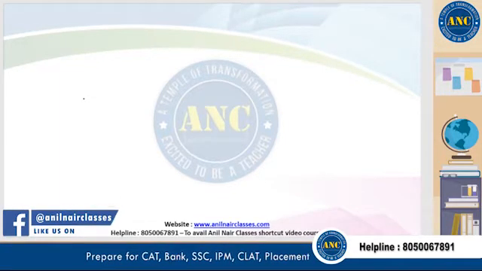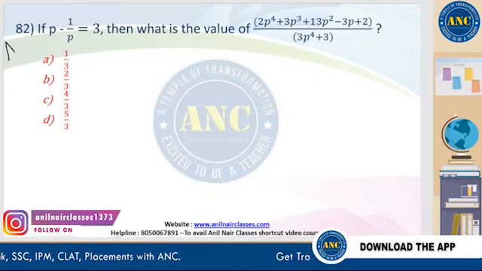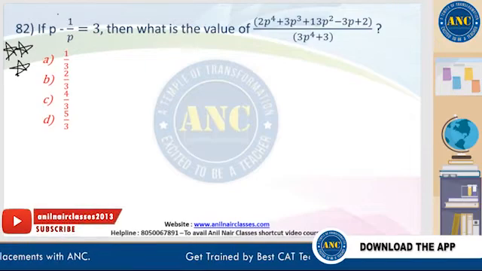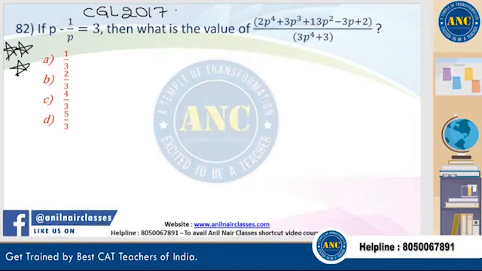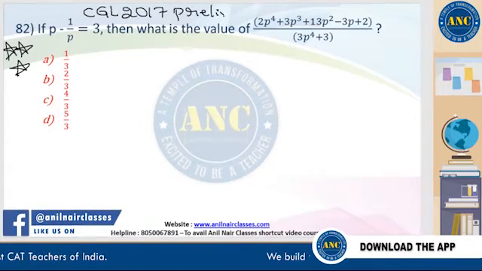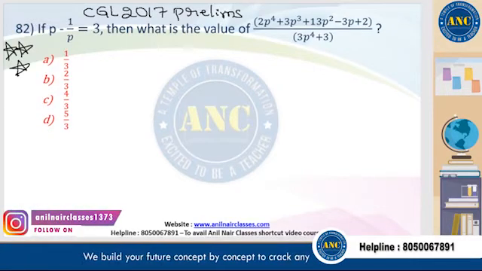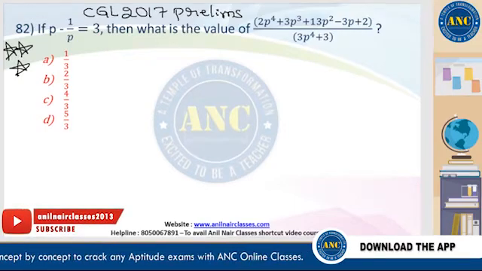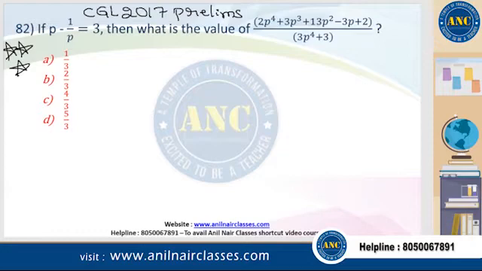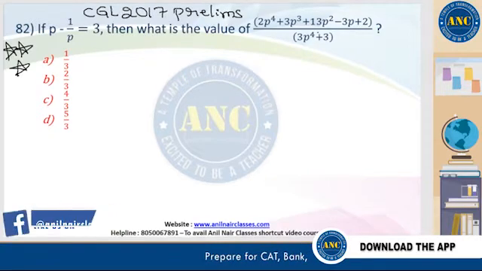Question number 82. Very beautiful question. Extremely important variety of question. This is your examination question, CGL 2017 prelims question. The same question I have taken with a change in variable. That's all. P minus 1 by P is equal to 3. That is the given question. Find the value of 2p power 4 plus 3p cube plus 13p square minus 3p plus 2, whole thing divided by 3p power 4 plus 3.